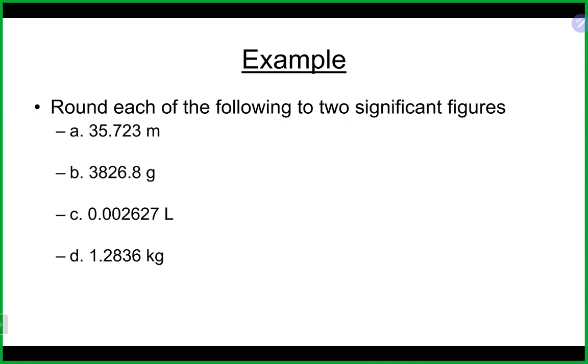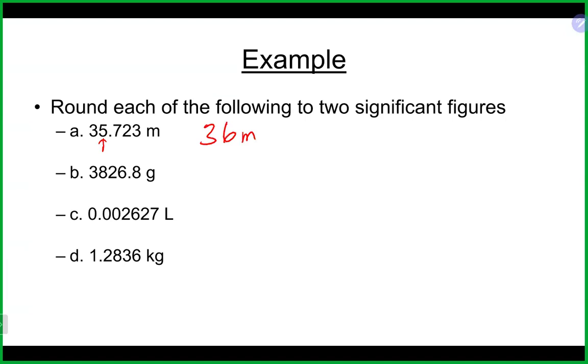All right, so we want to round to two significant figures. Two significant figures here would take us to the 5. We're going to look at the 7 and see it's obviously above 5, so we're going to round up, and that would get us 36 meters in this case.